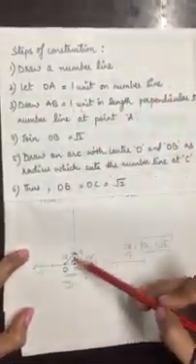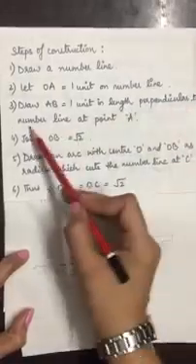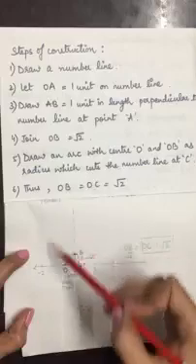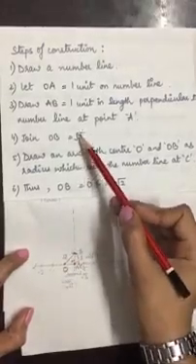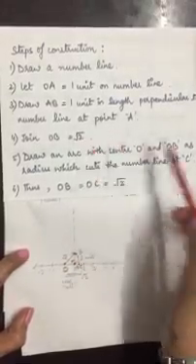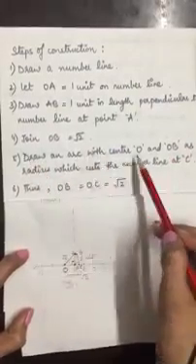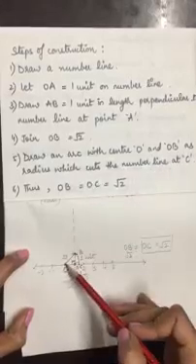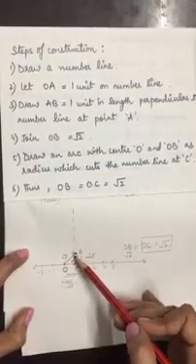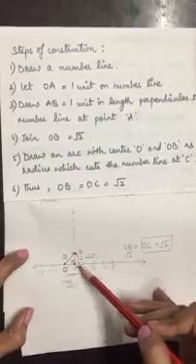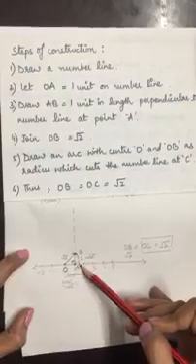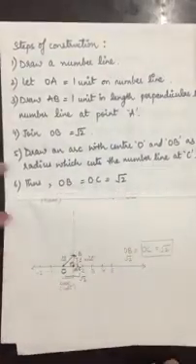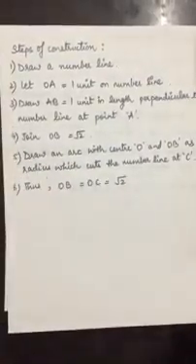Draw AB equal to 1 unit in length perpendicular to the number line at point A. This we did by D. Then join OB, which is equal to root 2. This we proved by using Pythagoras theorem. Then draw an arc with center O and OB as radius, which cuts the number line at C. So with center O and OB as radius, we drew one arc and it cut the number line at point C. So OB is equal to OC equal to root 2. This is how root 2 is located on the number line.